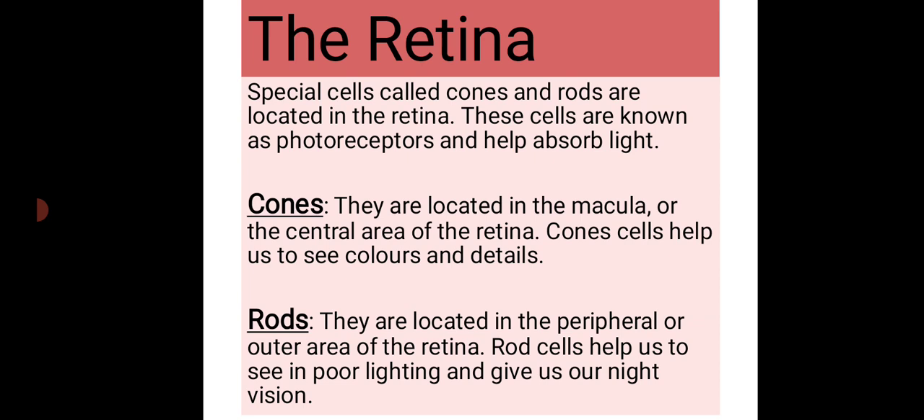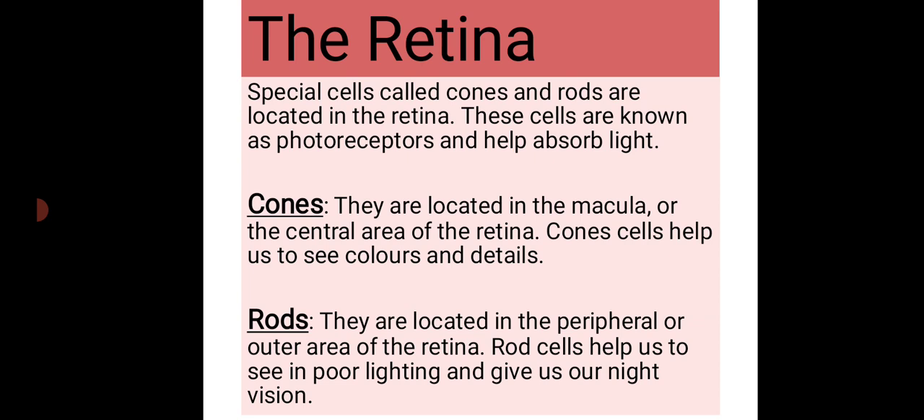So what's the function of the cone cells? Note that the cone cells are located in the macula, or the central area of the retina, and the cone cells help us to see colors clearly and details. So the cone cells help us to what? To see colors.